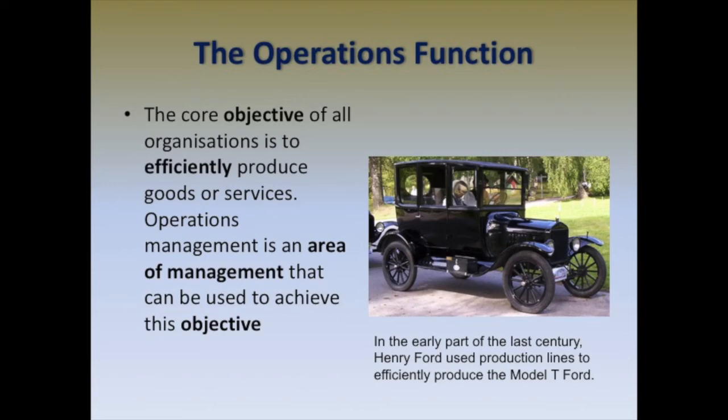Okay, so he was able to increase the speed at which he could produce the cars dramatically. He was able to produce more cars at the same cost, and therefore able to make more profit. And as a result, he was able to achieve business objectives. So that's just an example, and we'll look at that further in future lessons.